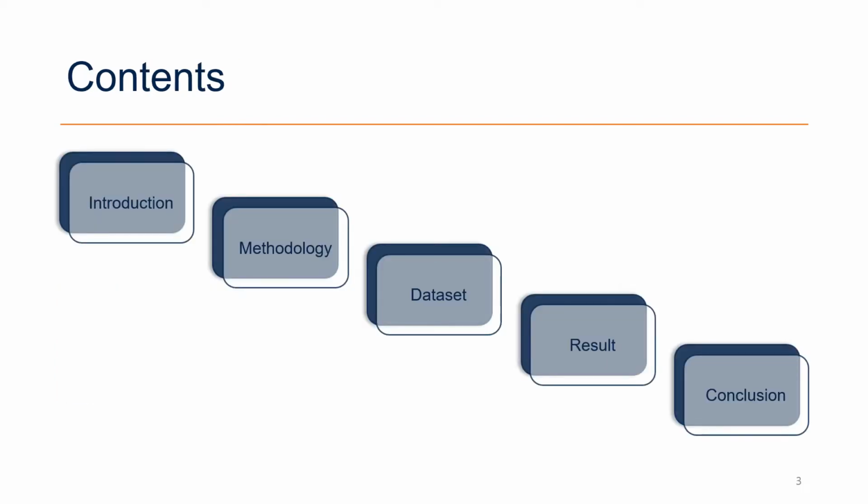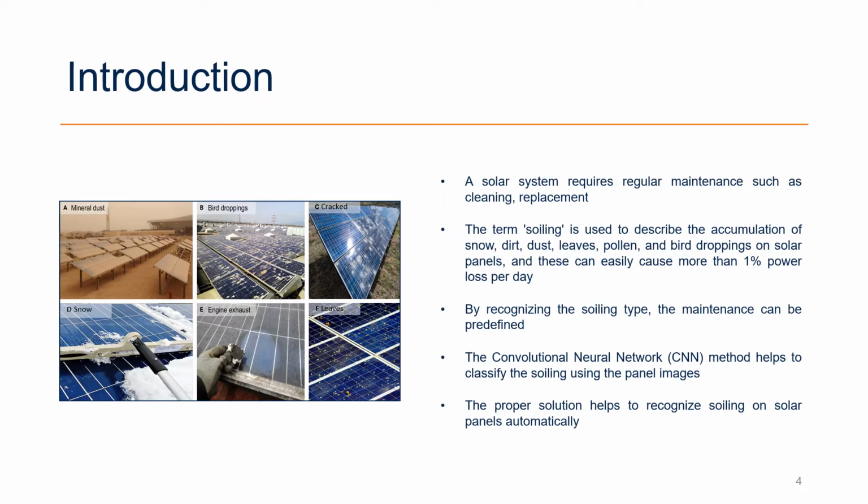I have divided my talk into introduction, methodology, dataset, result, and conclusion. So let's now look at the introduction here. A solar system requires regular maintenance such as cleaning and replacement. Therefore, what should we clean and why should we do it? Firstly, I hereby mark out what soiling is.